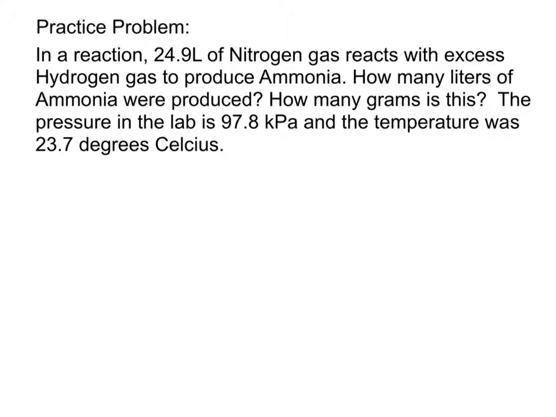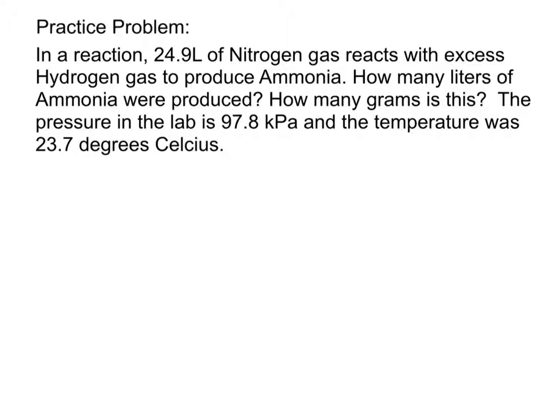Here's a practice problem. In a reaction, 24.9 liters of nitrogen gas reacts with excess hydrogen gas to produce ammonia. How many liters of ammonia were produced? How many grams is this? The pressure in the lab is 97.8 kilopascals, and the temperature was 23.7 degrees Celsius.